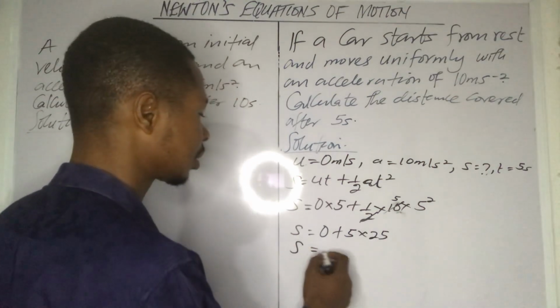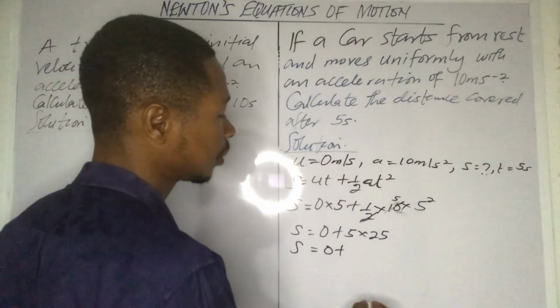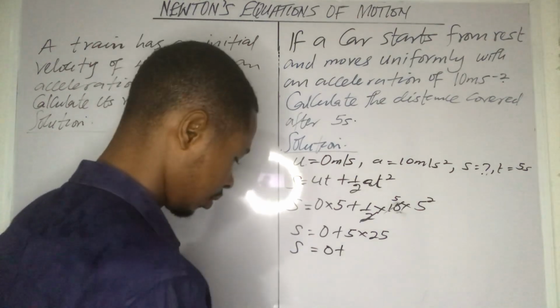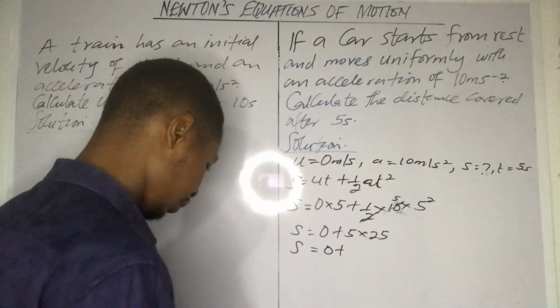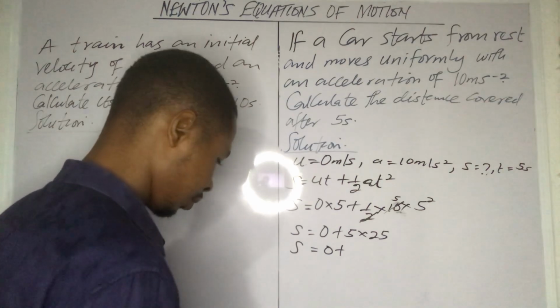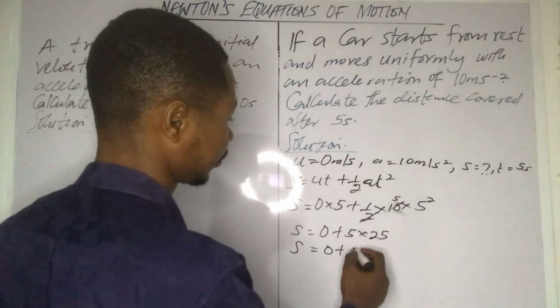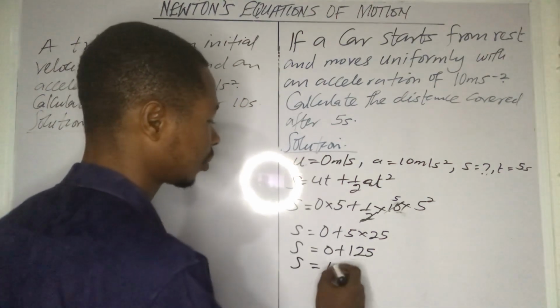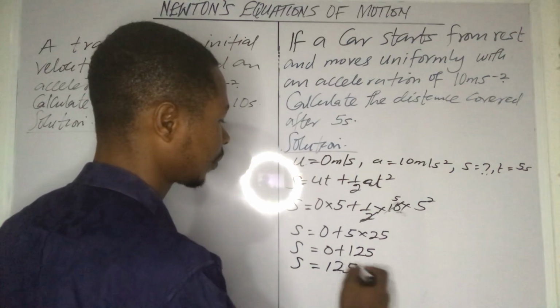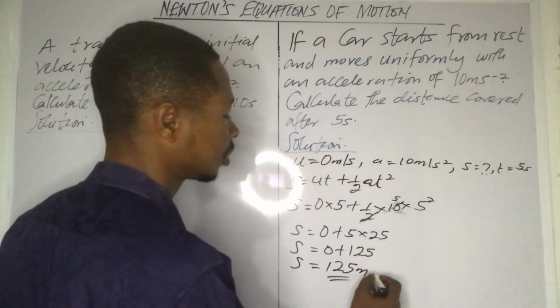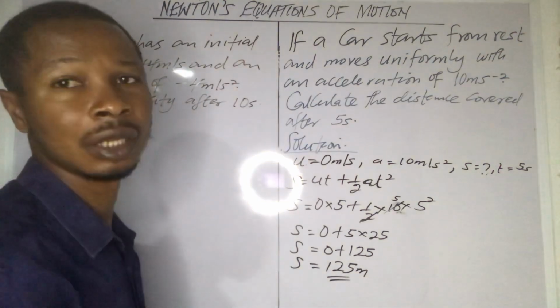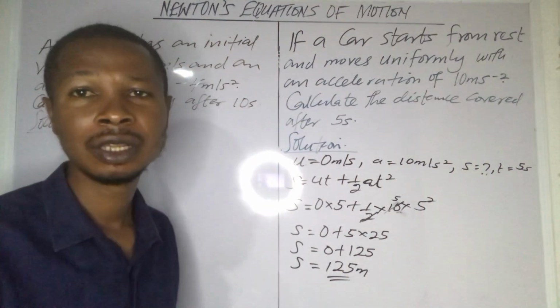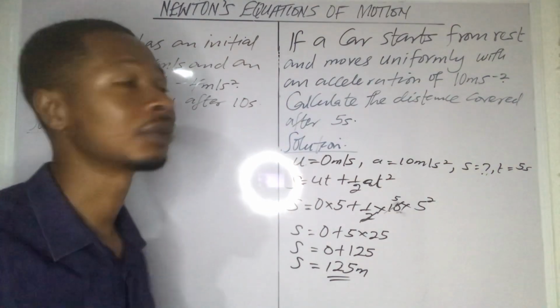So my x will be equal to 0 plus 25 times 5, that's 125. Then if I add together now, 0 plus 125, I have 125 meter. So the distance traveled by the car is 125 meters. Let's look at this second example also.